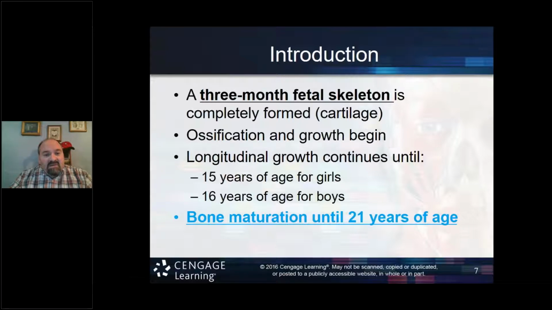Now, you'll see here, the 3-month fetal skeleton is completely formed. It's cartilage. It's that hyaline cartilage model. Longitudinal growth continues up until really the later teens. Bone maturation continues up until 21 years old or so. Boys usually start a little later and go a little later. Girls start a little earlier, and maybe stop growing a little bit earlier than males do.